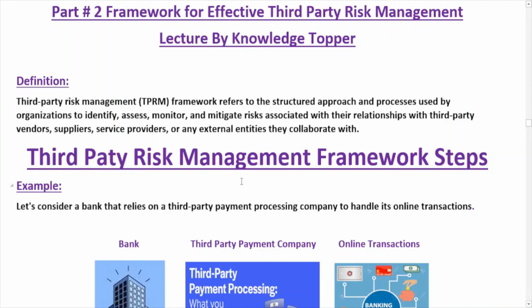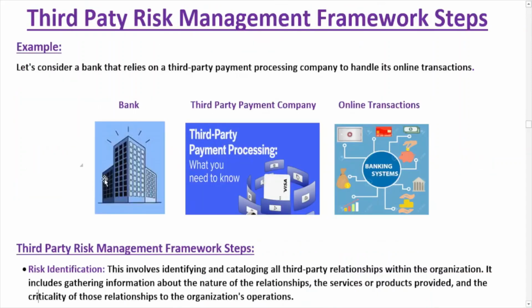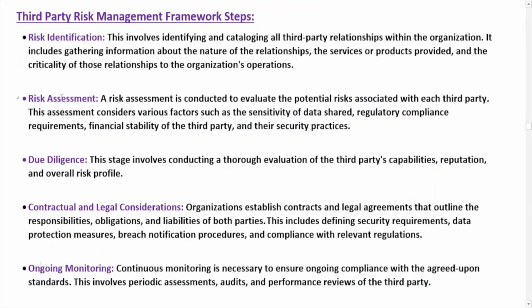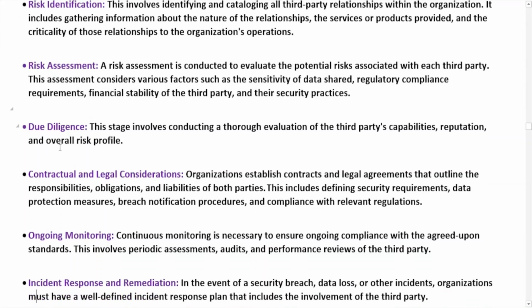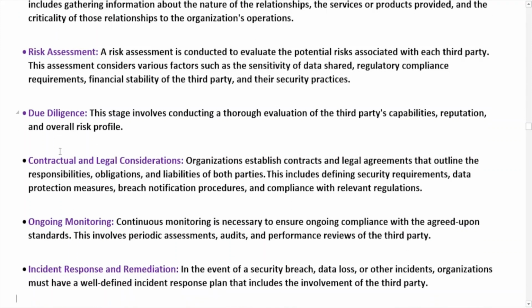Now we will understand the third-party risk management framework with the help of an example. Let's consider a bank that relies on a third-party payment processing company to handle its online transactions. All these are the key steps, or you can say components, of a third-party risk management framework. We will understand each step one by one with the help of an example.